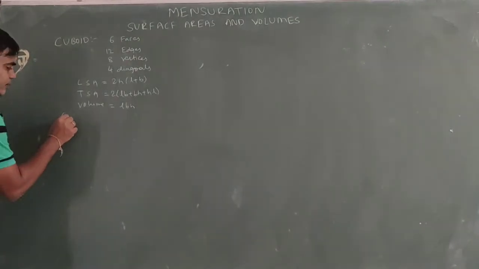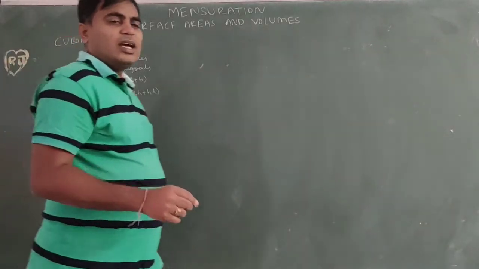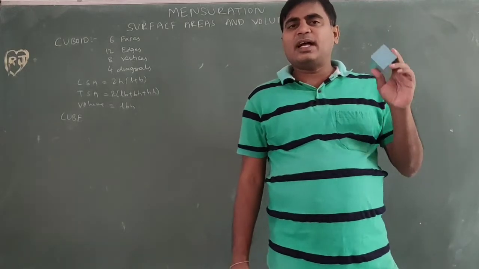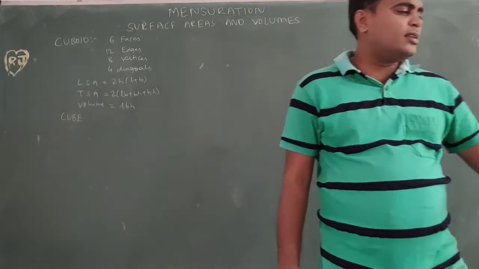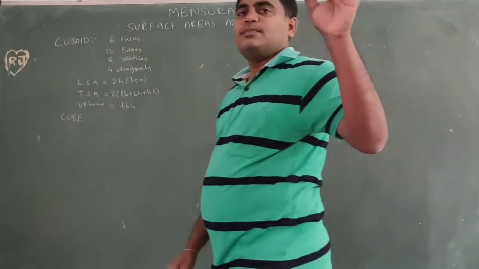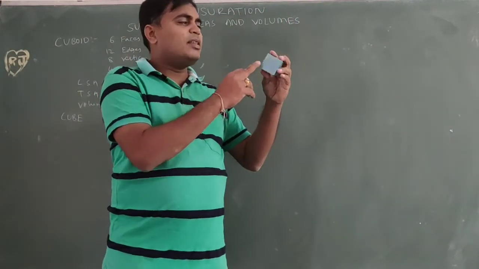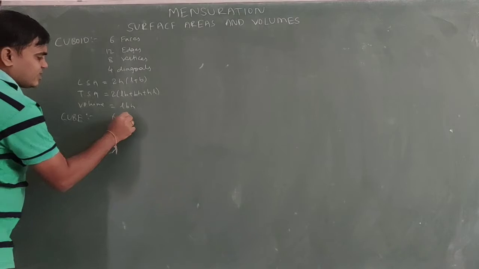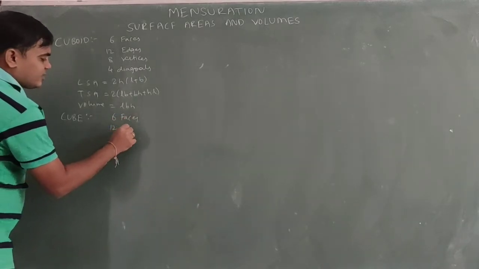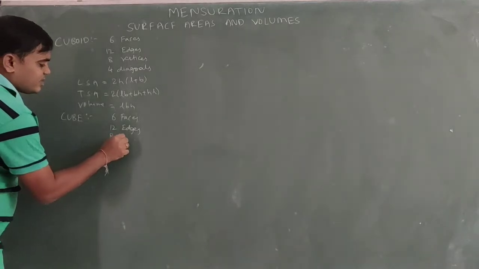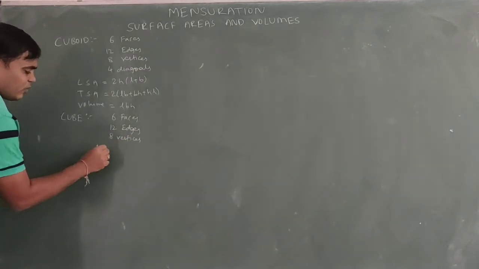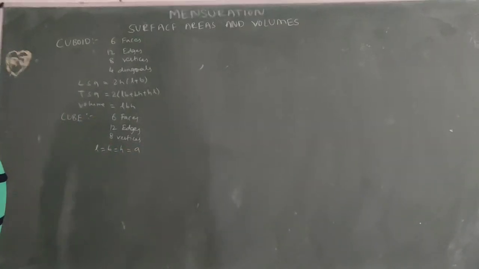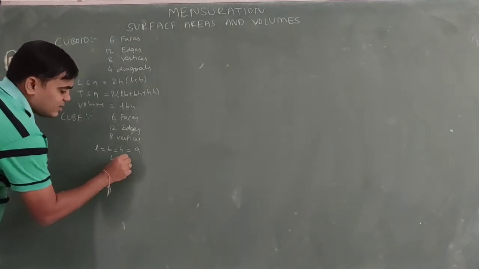Next, cube. This is the height, length, breadth. If the length, breadth and height of a cuboid are equal, then it is a cube. So this is the cube. In a cube, the same 6 faces, 12 edges and 8 vertices. Length equals breadth equals height equals side. I am taking a. It also contains 4 diagonals.